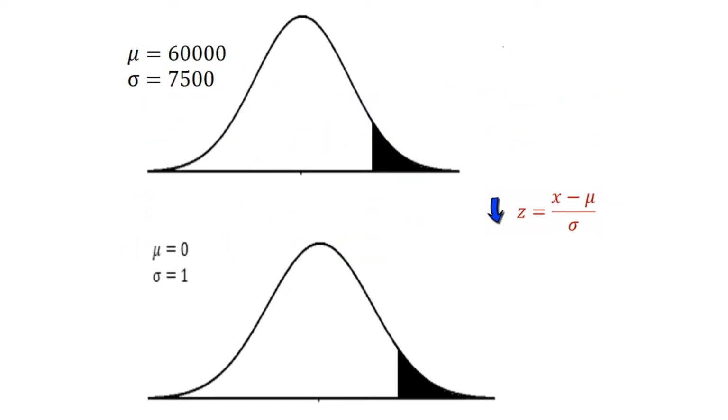In this problem, we are looking to find the probability that x is greater than 80,000. And if I'm going to put this on my diagram, 80,000 is here. So the probability that x is greater than 80,000 is this area right here. The mean in this particular case is 60,000, and I don't see the standard deviation 7,500 on my graph. But I'm going to use my formula here to change x into a z value.